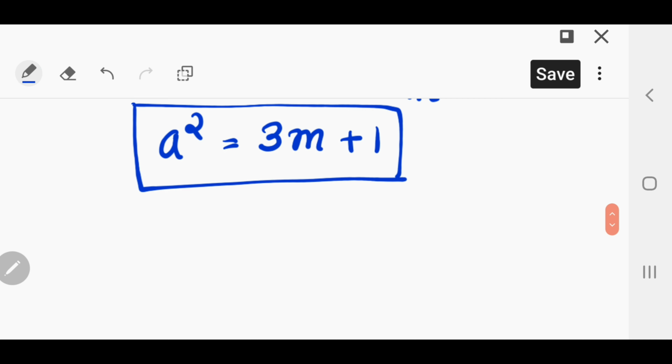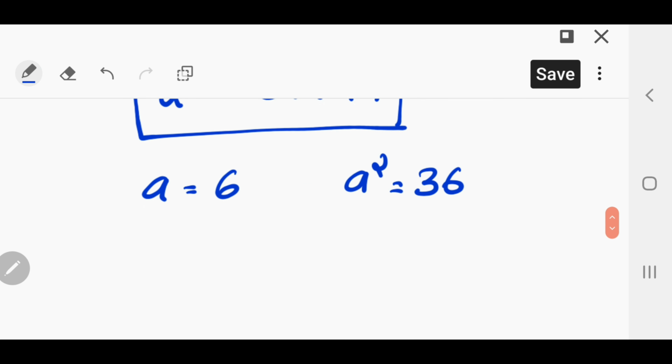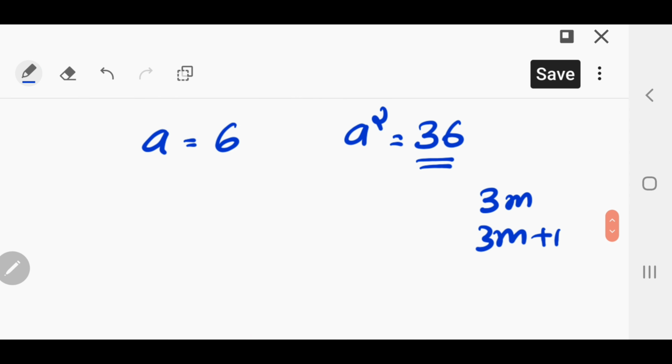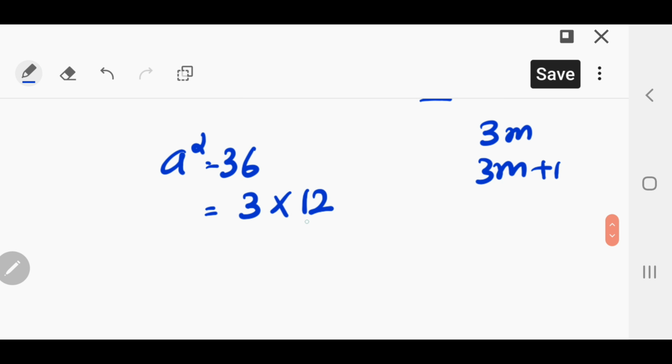So now let us see this theorem with an example. In first case, we can just take any positive integer. Let's take a as 6. So what will be a square? a square will be 36. So now according to this theorem, this number 36 can be written as 3m or 3m plus 1. So let us see 36. 36 can be written as 3 into 12. So 12 is an integer. So this is of the form 3m.